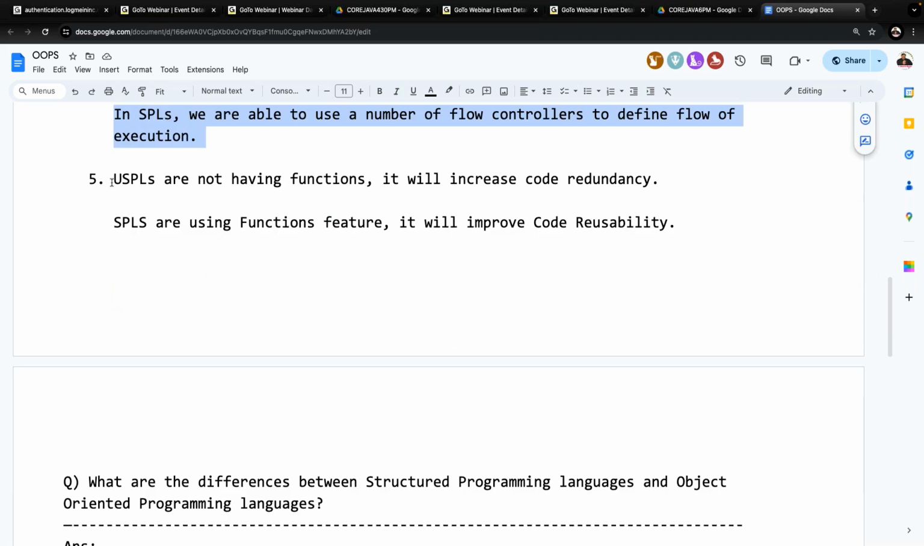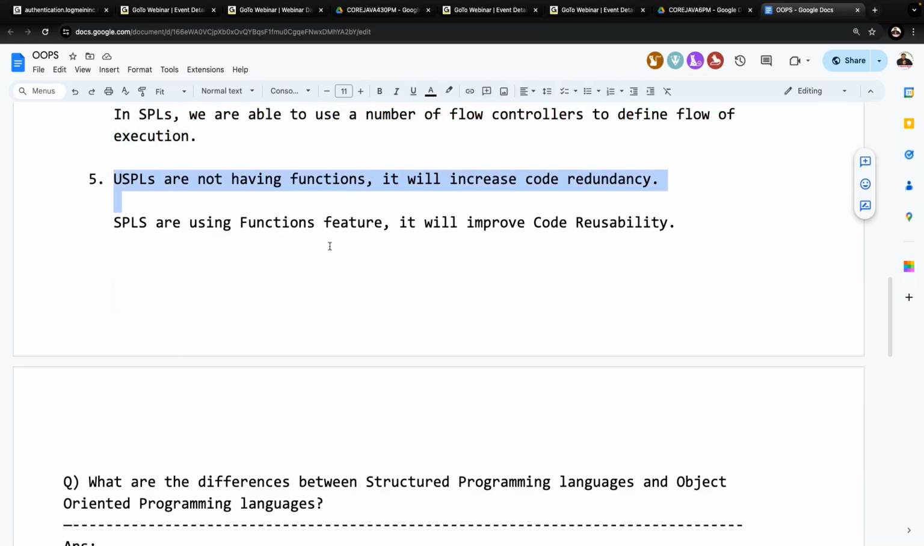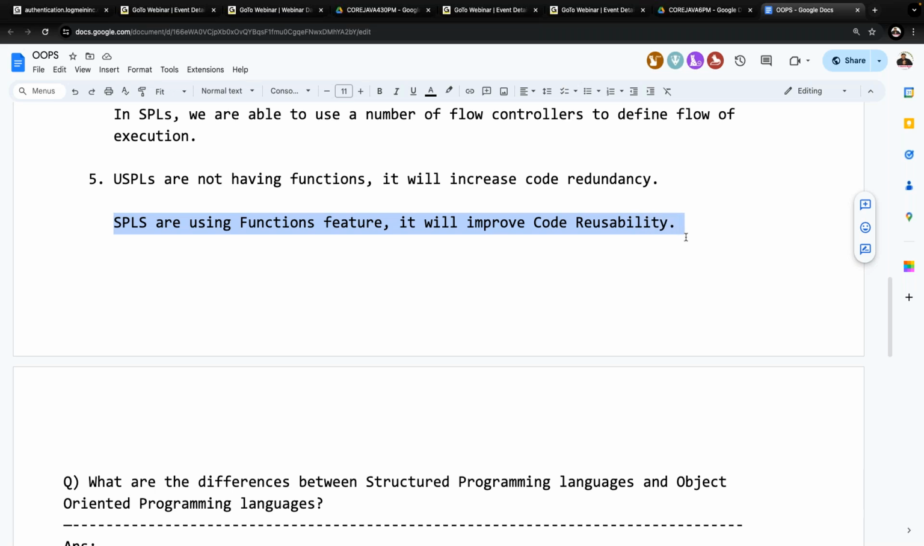Unstructured programming languages do not have functions, which increases code redundancy. Structured programming languages use the functions feature, which improves code reusability.